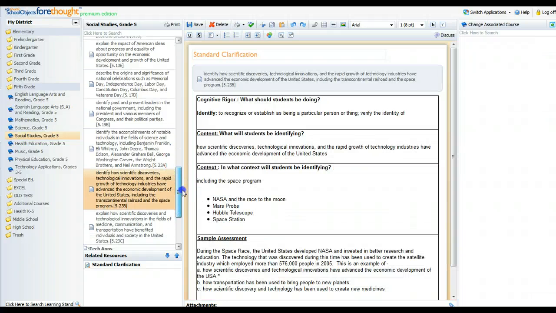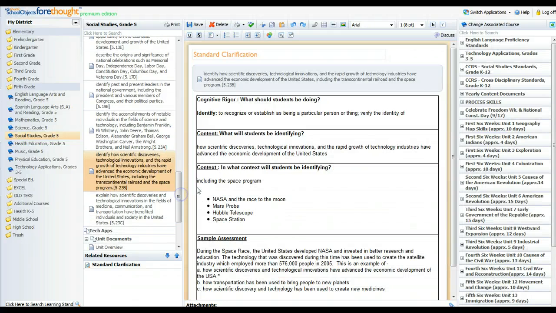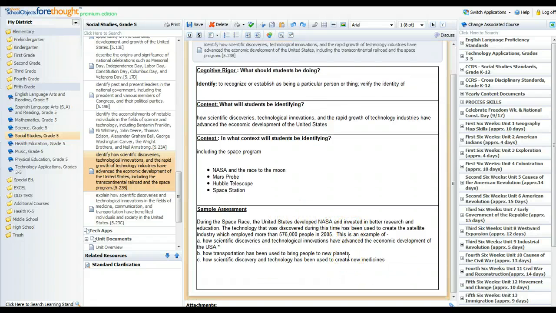Identify how scientific discoveries and technological innovations make a difference in our economic development. And I've used a question here that talks about the space race and how the United States developed NASA, and they invested in better research and education, and the technology that was discovered during this time has been used to create the satellite industry, which today employs more than 576,000 people.